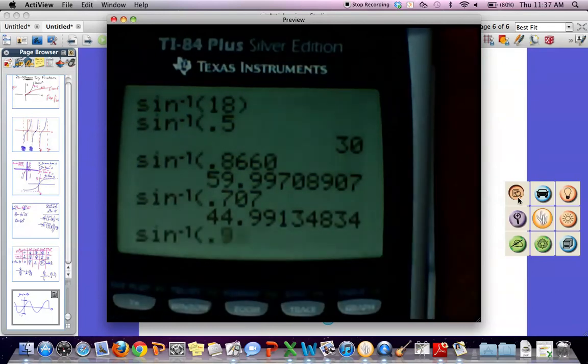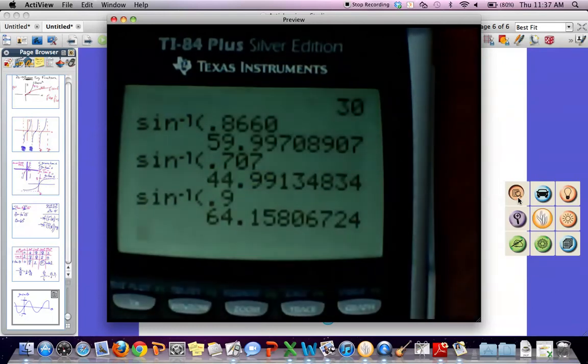And we could do other ones. We can get closer to 1. We can say, what's the inverse sine of 0.9? And it's 64 degrees.